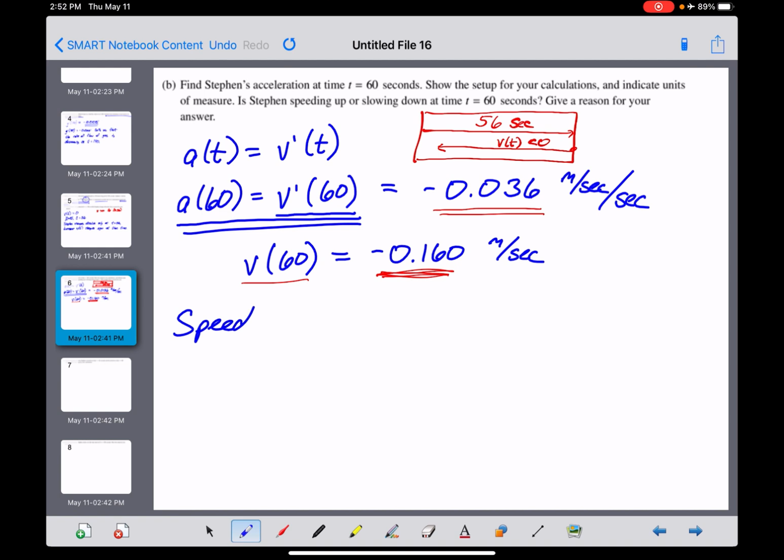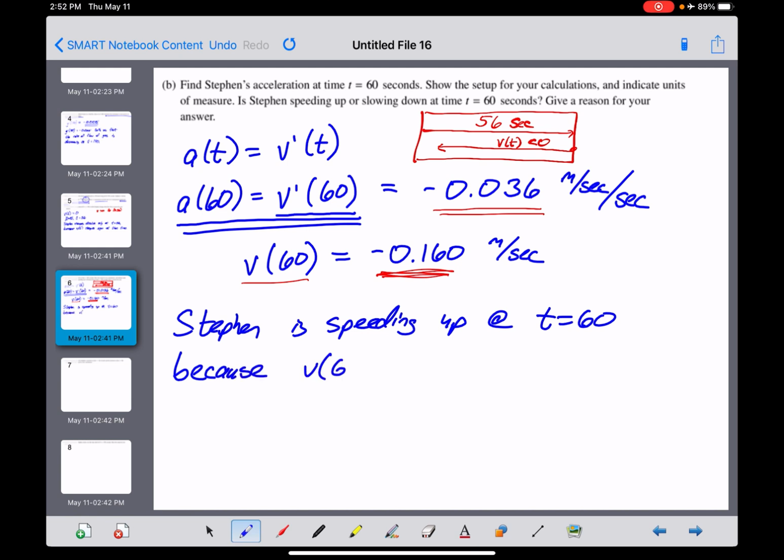So our answer here for the second part of B is that, let's get this right here, we'll try to do full sentences. So Stephen is speeding up at t equals 60. And the reason for that would be because velocity at 60 and acceleration at 60 have the same sign. Now that might be true at other times here.